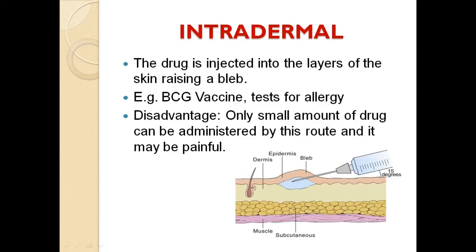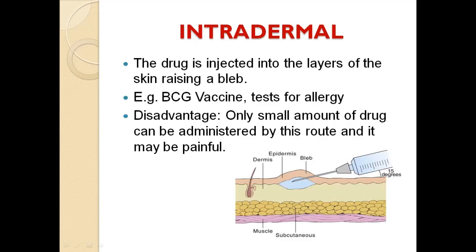Intradermal. The drug is injected into the layers of the skin, raising a bleb. Here you can see what raising a bleb means in the image shown below. That is, in the first layer of the skin, you're going to inject the medicine at a 15-degree angle, and a small bulge is going to occur on the skin.